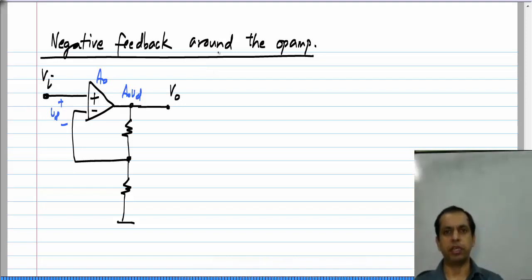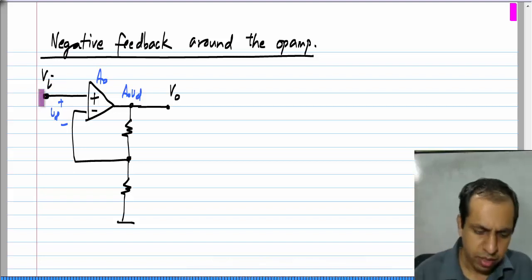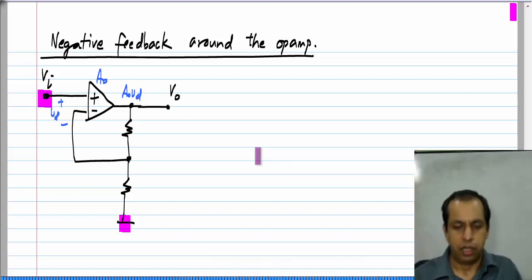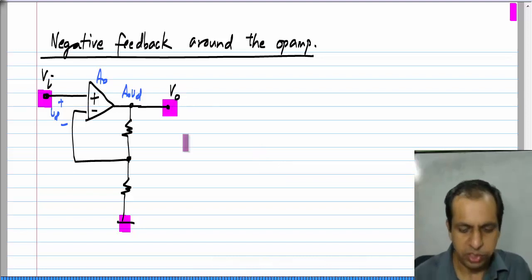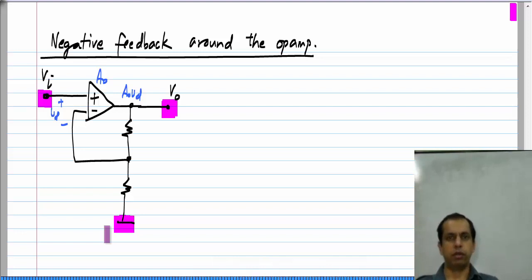By now, it must be clear that when I say I apply a V I here, it means that it is between this point and ground. Similarly, when I say V out is available at this node, it really means between this point and the ground node. A voltage is always measured between 2 points. When only one point is specified, it means that there is some reference node somewhere which forms the other point, and you specify the voltage difference between some node and the reference node.